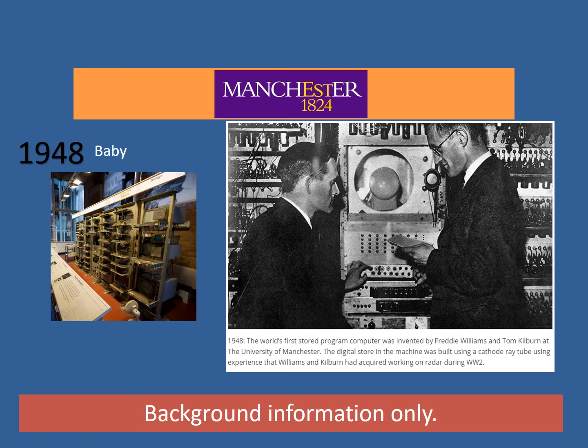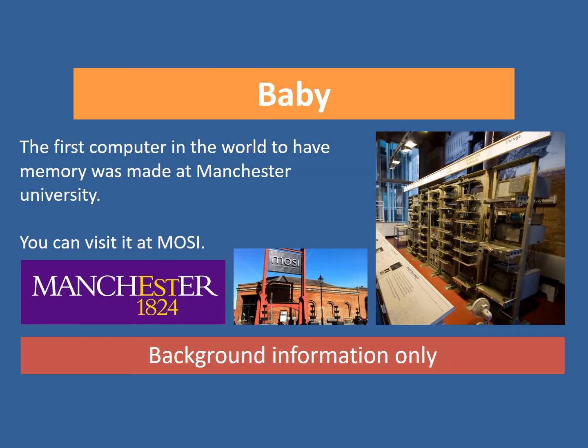This picture here, you can see these two men designing the computer, and this was a massive step forward using John von Neumann's theory that you could store a computer program. Remember, this is just for information, this slide only. You can see on the right, this is the baby computer, and it is the first computer to use RAM, random access memory. Remember, you can visit this at the Museum of Science and Industry, and it's well worth a visit. We are really lucky to have such a rich computer science history nearby.